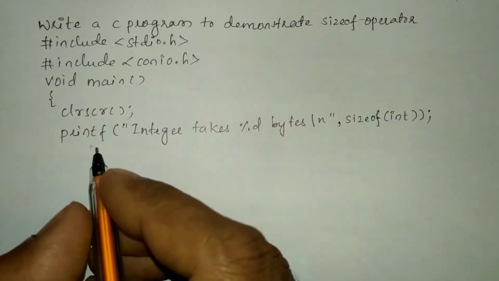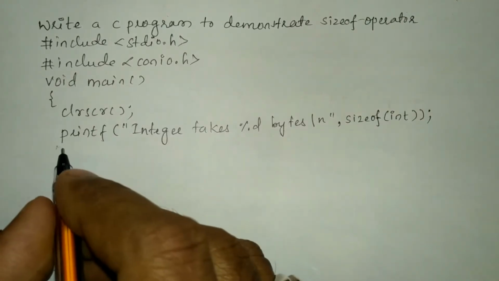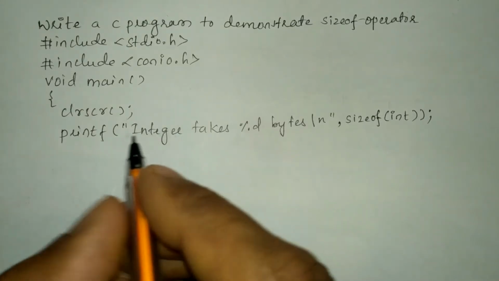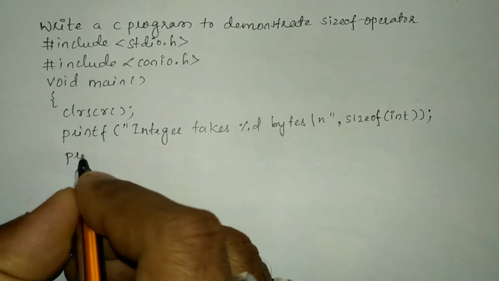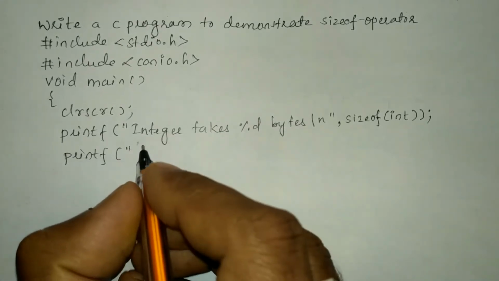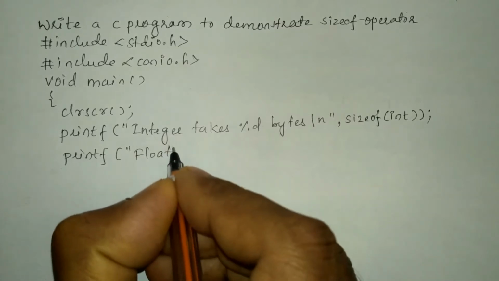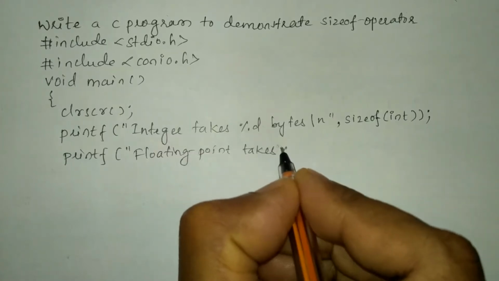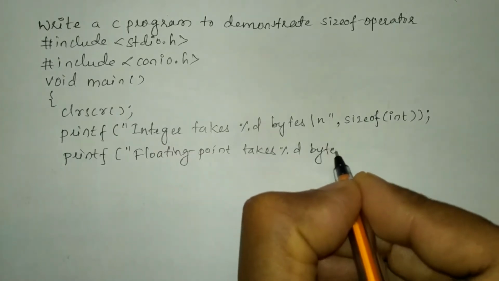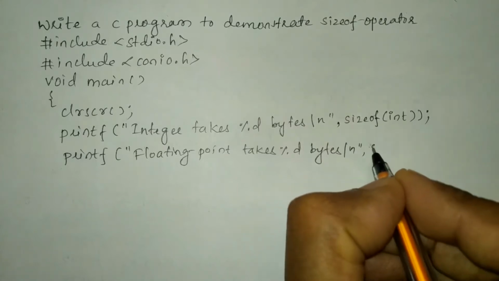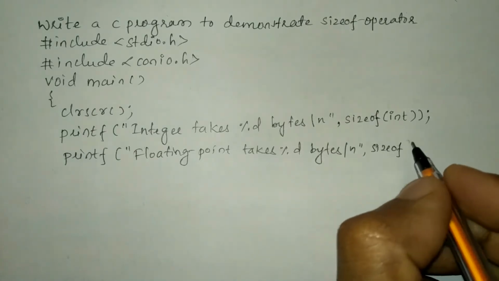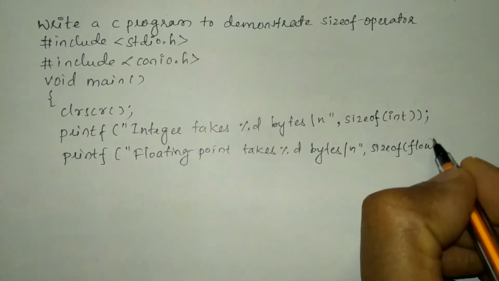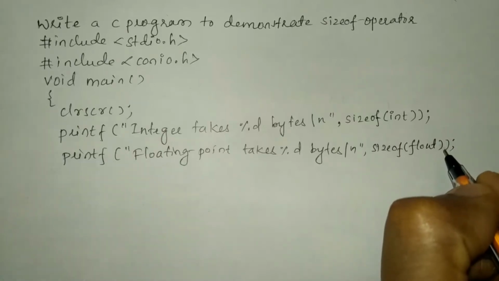So in the same way we are going to use this particular statement for float, char and double type of data. So let us write printf, and in double quotation marks I'm going to write "Floating point takes %d bytes \n", and again use the sizeof operator, and inside the round brackets we need to pass the float data type, close the bracket and put a semicolon.